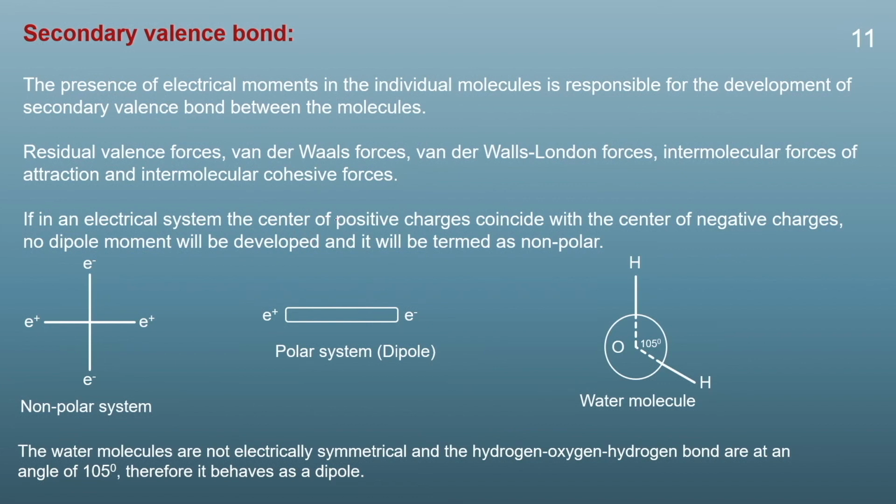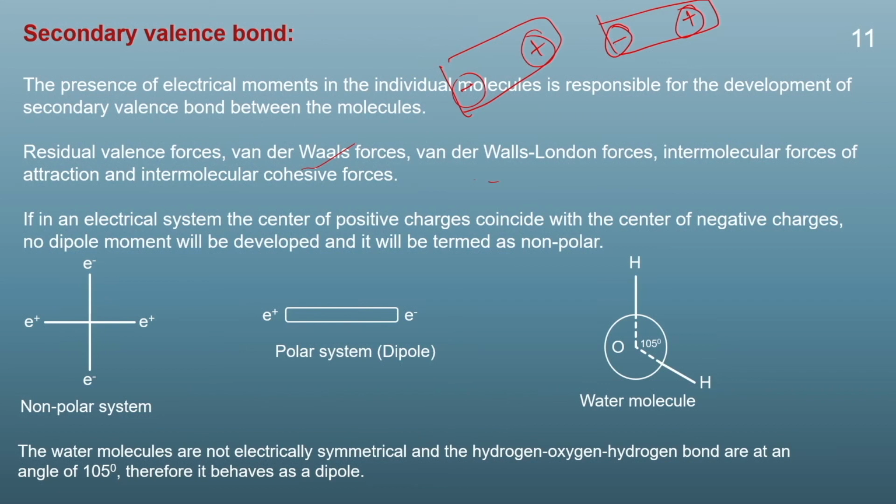existing between the units. An example can be a magnet. If we bring two magnets, one with a negative charge and one with a positive charge, the negative and positive charges will attract each other. A similar thing happens in the secondary valence bond. Because of the presence of electrical moments, the positive and the negative end will attract each other. This gives rise to the secondary valence bond. Examples of the secondary valence bond are van der Waals forces and van der Waals London forces, which are intermolecular forces of attraction and repulsion.